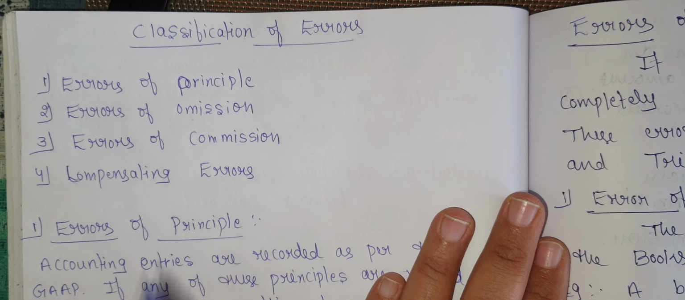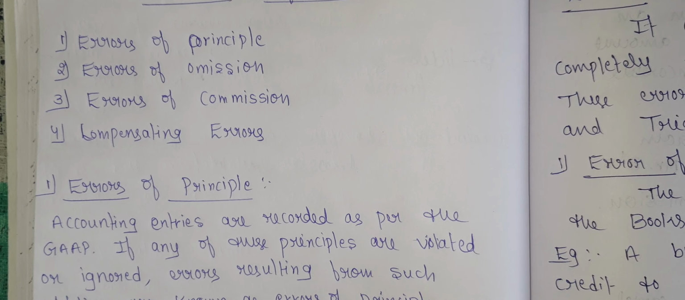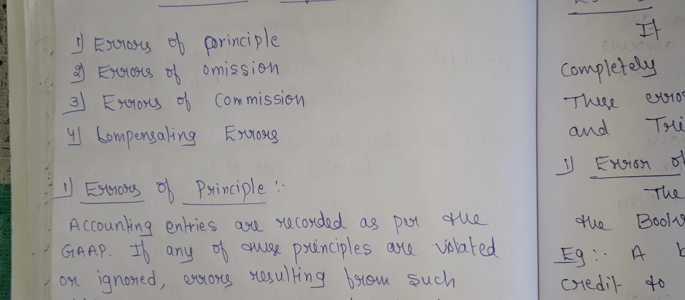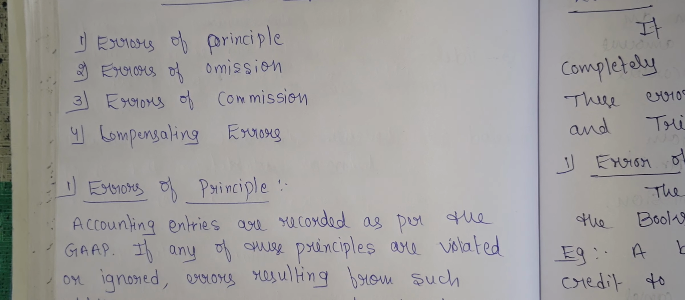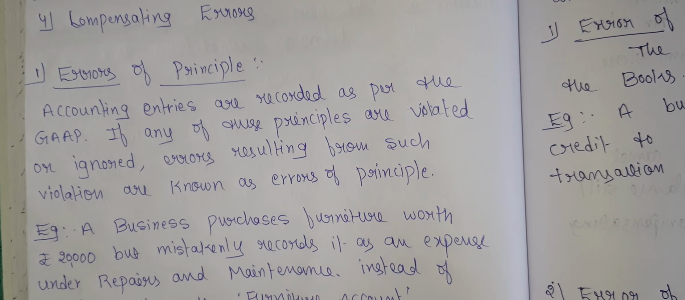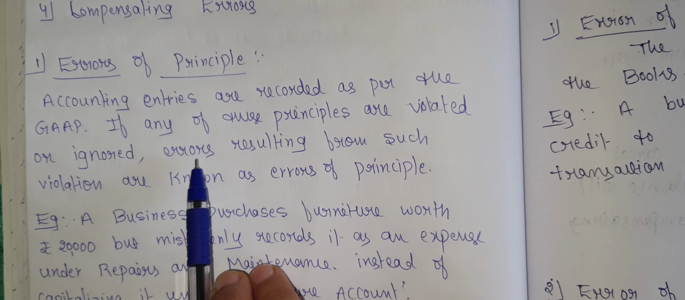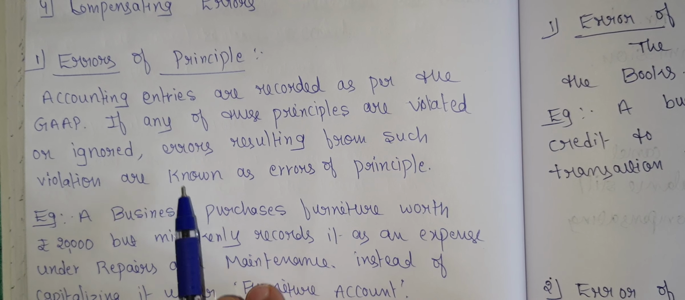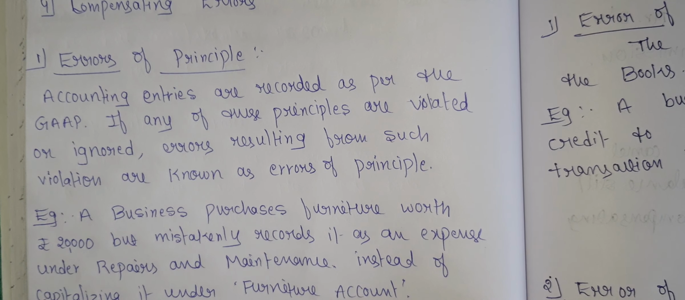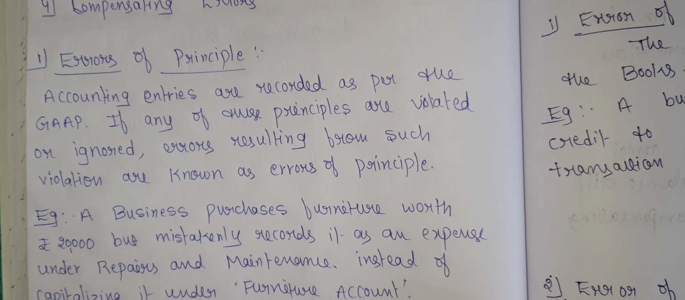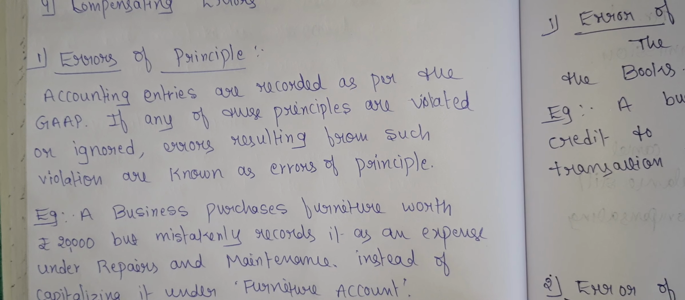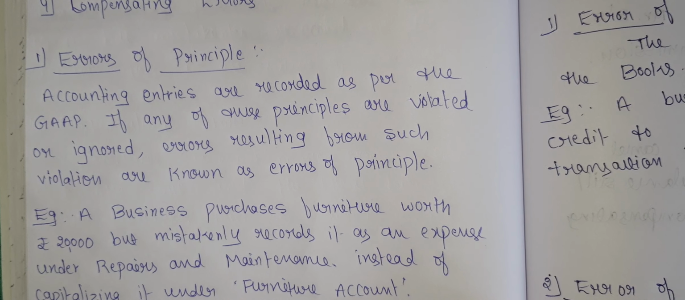It means accounting entries are recorded as per the GAAP, generally accepted accounting principles. If any of these principles are violated or ignored, errors resulting from such violation are known as errors of principle. It means we will record the accounting entries as per the GAAP. If we do not follow these principles, or we ignore them, the errors resulting from such violation are known as errors of principle.